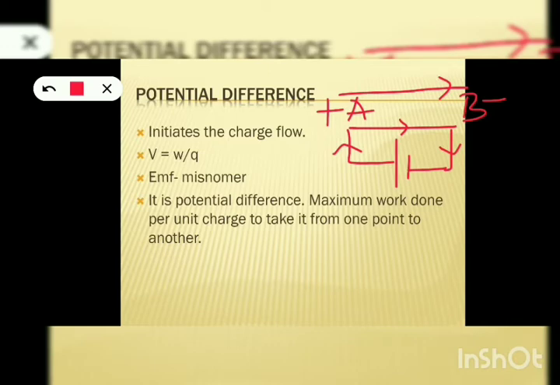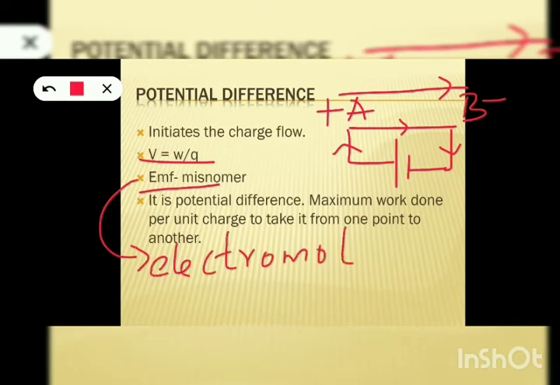What is the equation to find out potential difference? Equation to find out potential difference is V is equal to W by Q, where W is the work done and Q is the charge, work done per unit charge. That is potential difference. And another term that we want to study, very closely related to potential difference, is EMF. And this EMF is nothing but electromotive force. EMF is also known as electromotive force.